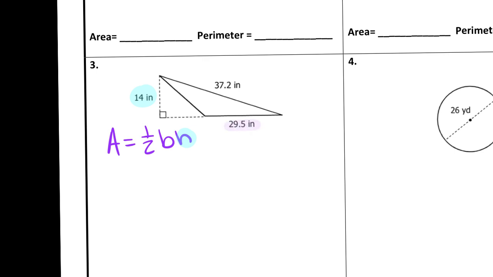Over here, this dotted line says if I extended this out to where it meets the height at 90 degrees, this side length is 29.5. That is the base length. Don't forget about the 1/2. For the perimeter, we don't have enough information because we don't have that third side. So we're going to skip it.